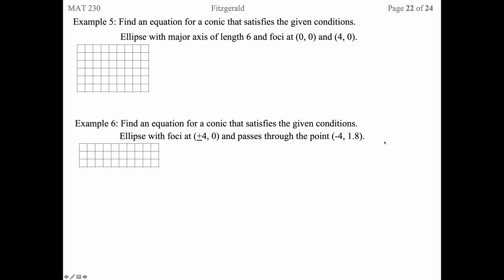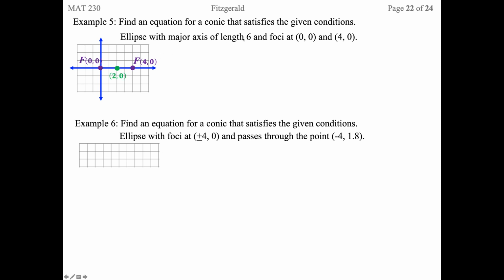Okay, example 5. Find an equation of a conic section that satisfies the given conditions. The ellipse with a major axis of 6 and foci at (0, 0) and (4, 0). So I'm just going to draw an xy coordinate plane so I can get this to fit in there. There's (0, 0) and (4, 0).